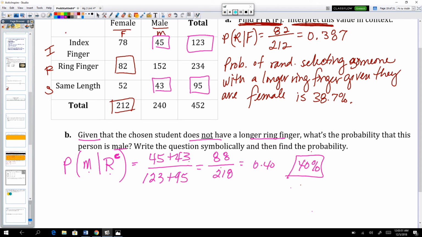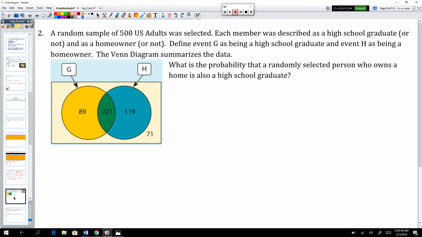Alright, so hopefully you feel pretty comfortable with those. Pause and replay if you need to. Let's take a look at number 2 together as well. A random sample of 500 U.S. adults was selected. Each member was described as either being a high school graduate, that's G, and being a homeowner, that's H. Some people were both, some people were only one, some people were only the other, and some people were neither. Okay, so that's what's showing in the Venn diagram.